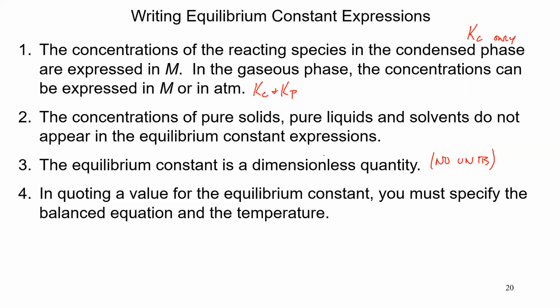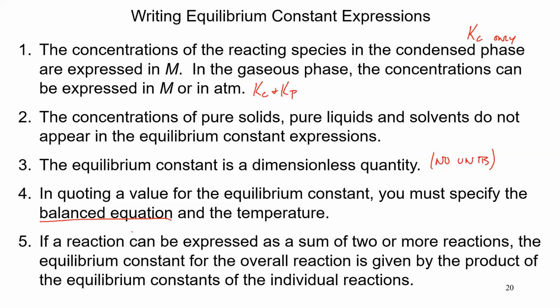Because you have to raise each concentration to the power of the coefficient, you also have to give the balanced equation that you're talking about. So both things are necessary. And just like we talked about for reversible reactions, if it's a sum of reactions, we just multiply the equilibrium constants for each elementary step. Okay. So just trying to bring it all together here, these five thoughts as we write equilibrium constant expressions.